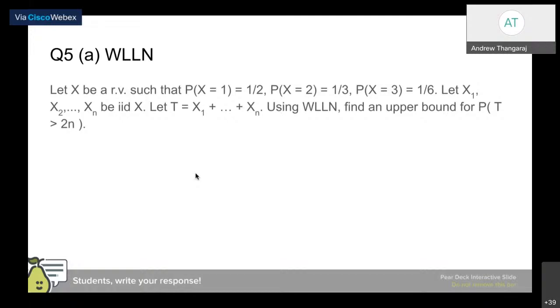So here's the question. This is actually the same random variable as before. A while back, we used the same case, and I'm looking at this sum T, and I want you to get a bound for T greater than 2n. If you remember, the expected value of T was 5n/3, which is less than 2n, right? So I want an upper bound for the probability that T is greater than 2n. And this one is using the weak law of large numbers, so you need to use the Chebyshev inequality basically.